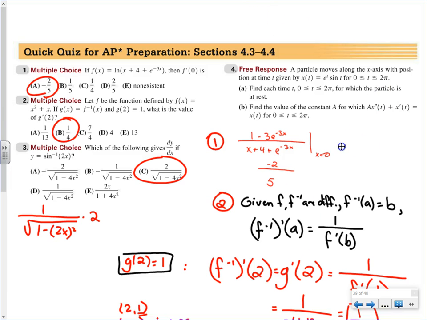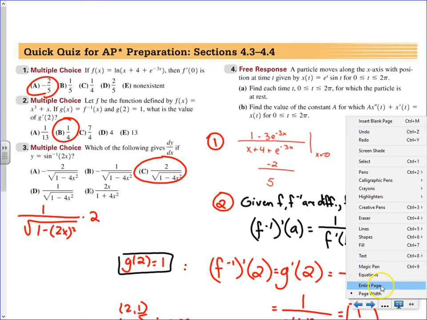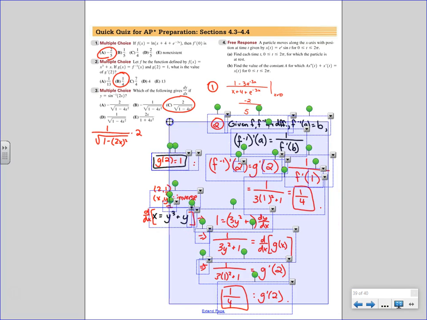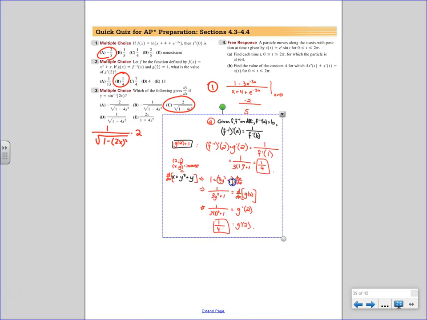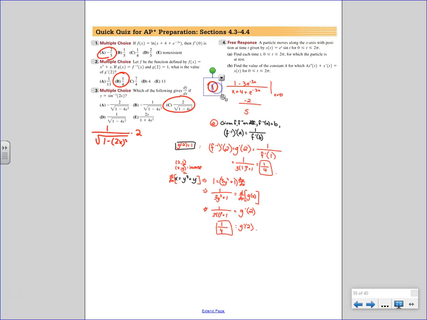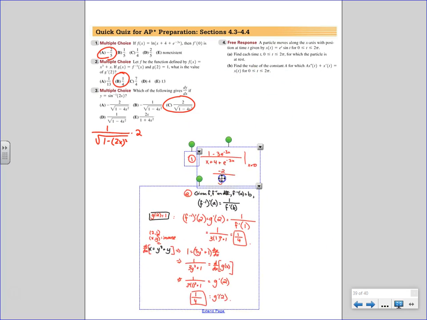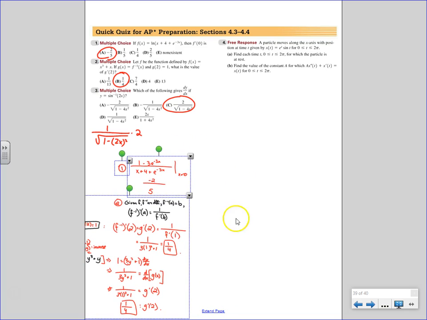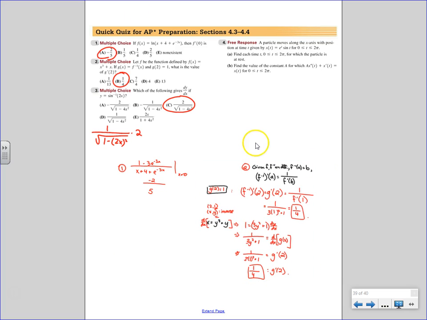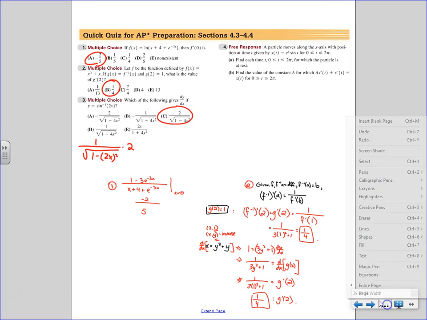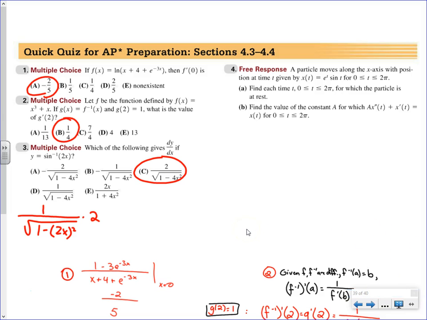Number 4, we're not going to take tons of time on him. However, with number 4 question, what would you do? At rest would be velocity of 0. Good. What else? You would solve for t, right? Yeah. Okay. And then once you solve for t, a is done.